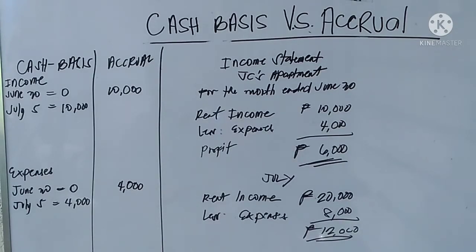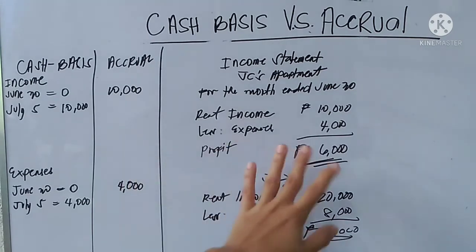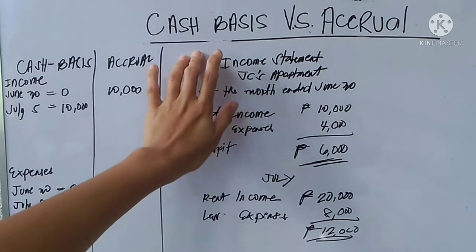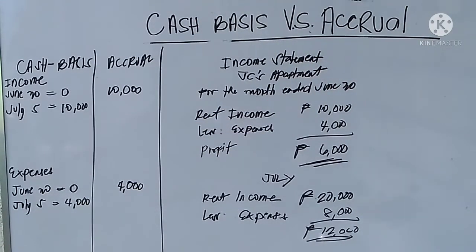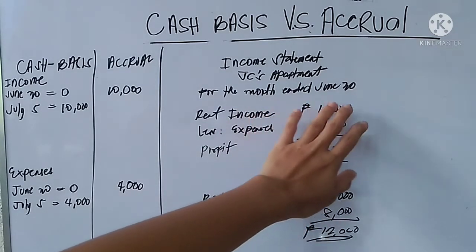Okay, so for us to see clearly why cash basis is said to be misleading and why accrual accounting is said to be more accurate and helpful in making economic business decisions, gagawa tayo ng income statement for June and July. So, upang mas makita natin how an income statement is affected kapag cash basis ang ginamit in your accounting recordings or accrual accounting. So, let's have the income statement for the month ended June 30.